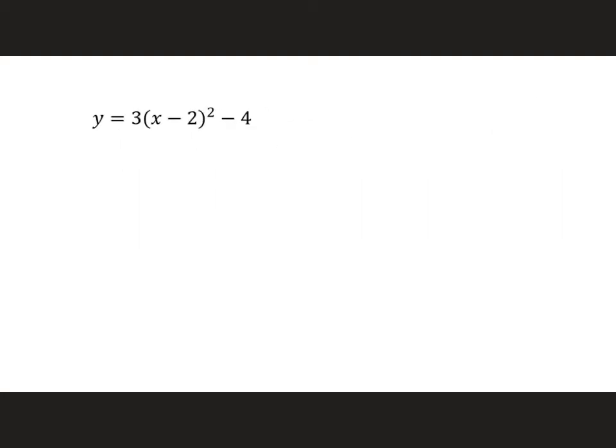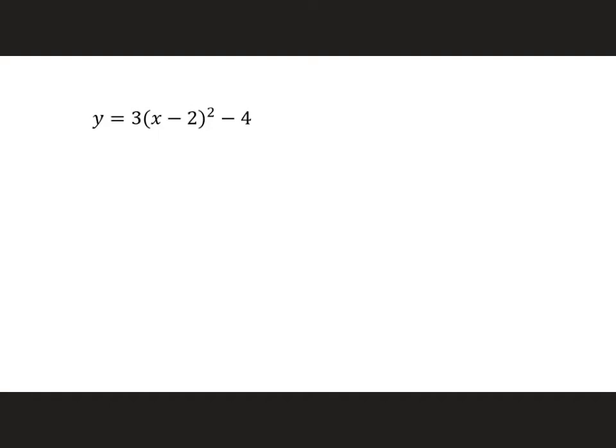So here we have a vertex form equation, y equals 3 times x minus 2 squared minus 4. The equations that we're going to work in this video are going to be the same equations that we wrote in the previous video on writing vertex form from a vertex and a point. So if you have those, you could just use the same equations. Now for this one, if we want to go to standard form, what we really need to do is simplify this out.